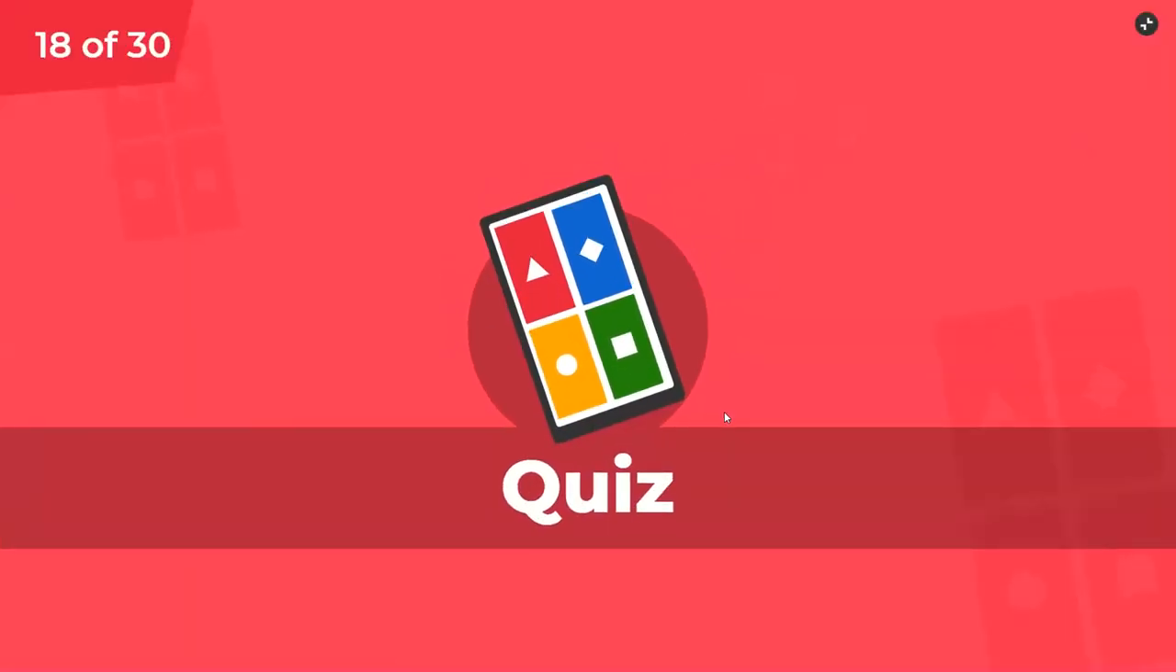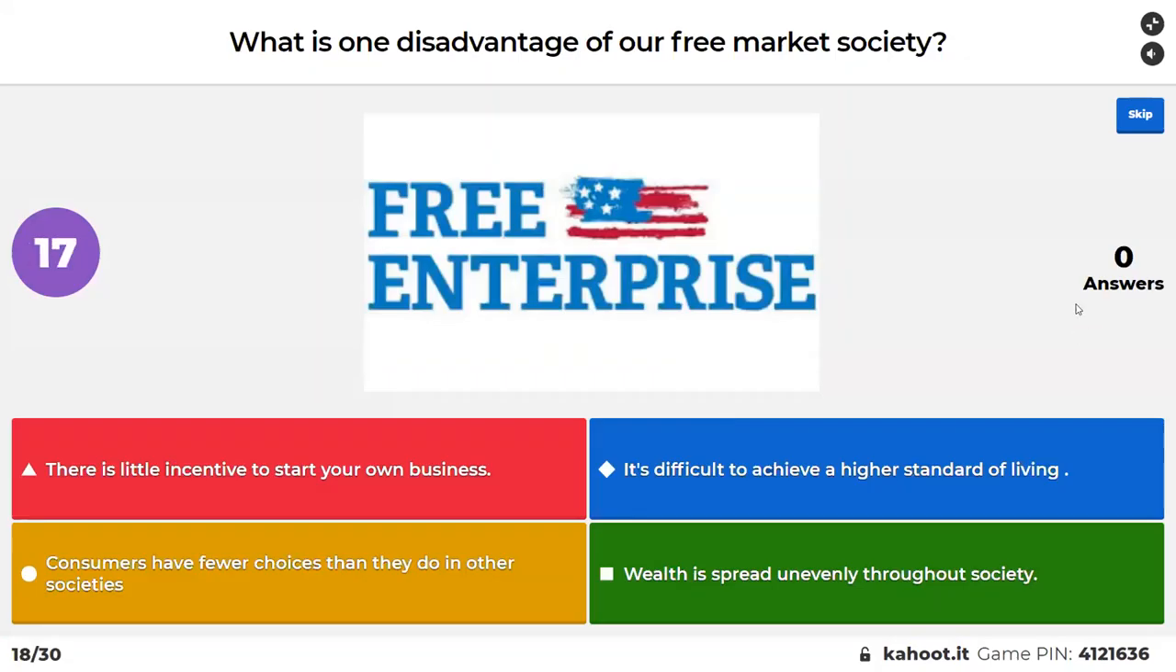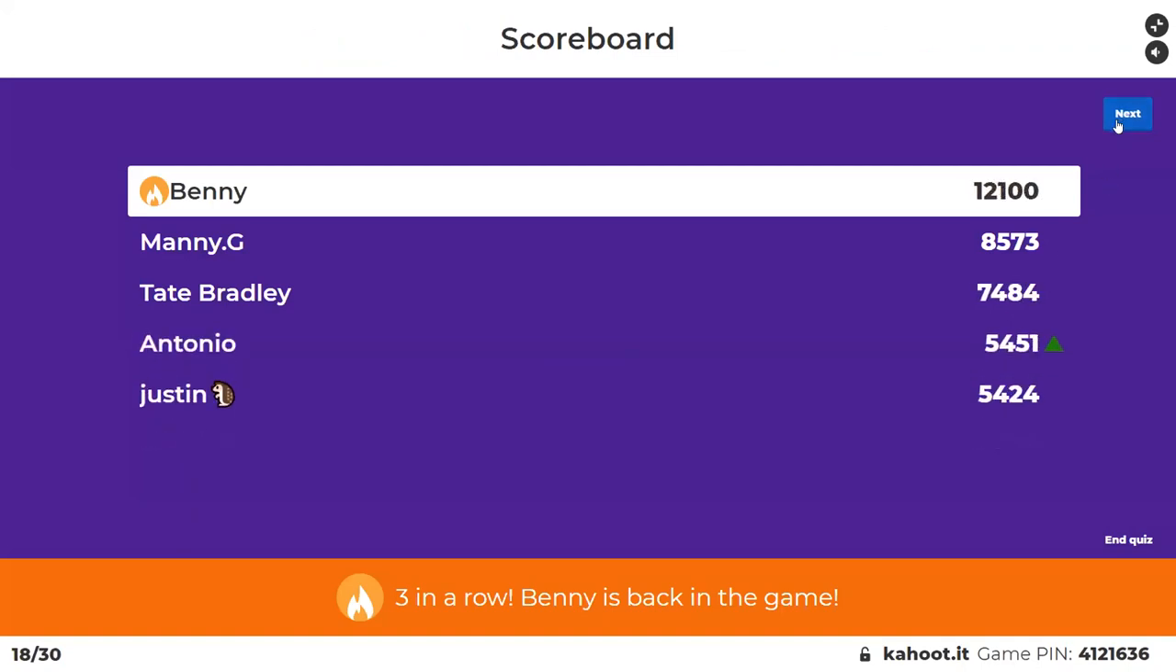Crystal moving up. All right, what is one advantage of our free market society? One disadvantage. Wealth is spread unevenly throughout society. So there's a great disparity between the billionaires and those at the bottom in terms of the wealth. So that would be a disadvantage to our free enterprise system.